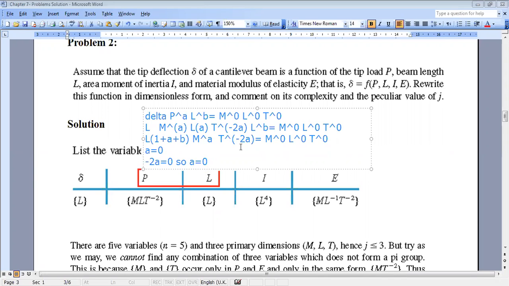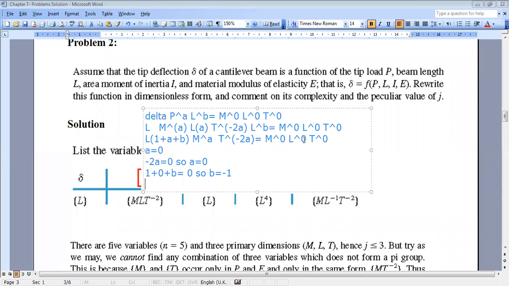Okay, so if you continue, you will find this result, because what is the coefficient of L here? The coefficient of L is 1 plus A, and we found that A is 0, plus B equals to, from the other side, the coefficient of L is 0, so we put it equal to 0. So what can we deduce? B is equal to minus 1. Okay, so as expected, what is our group? Delta times L to the power minus 1 is my group. This is group number 1, pi 1. So pi 1 is delta over L, as expected, okay?